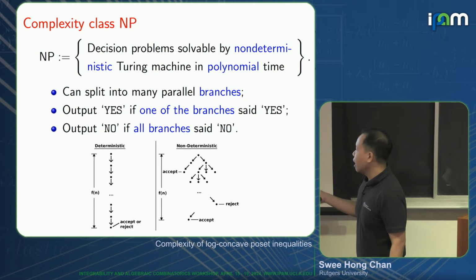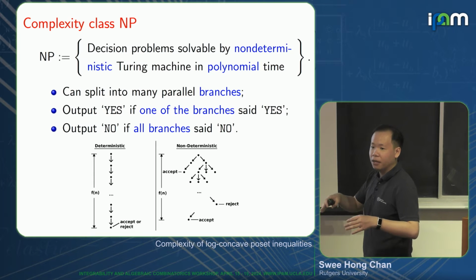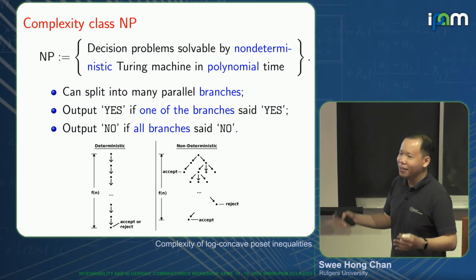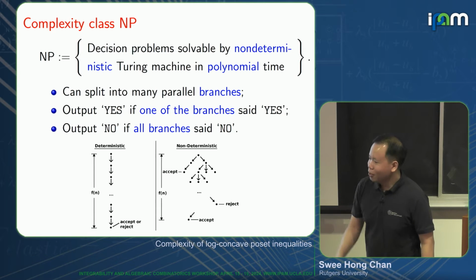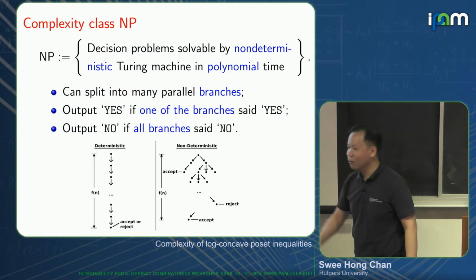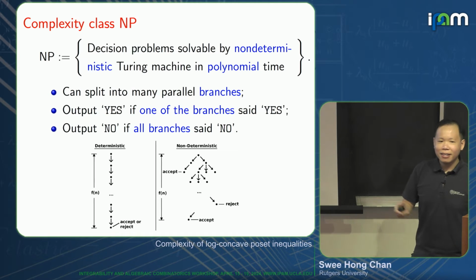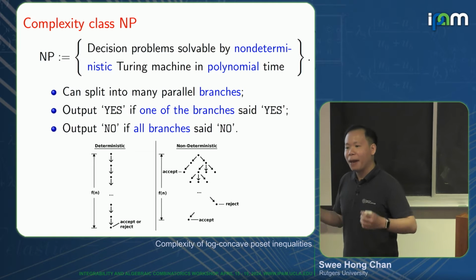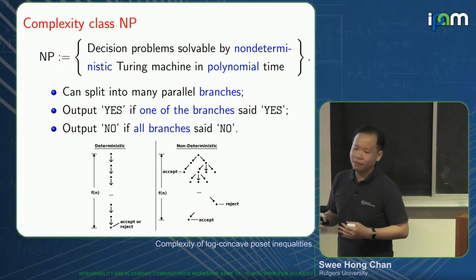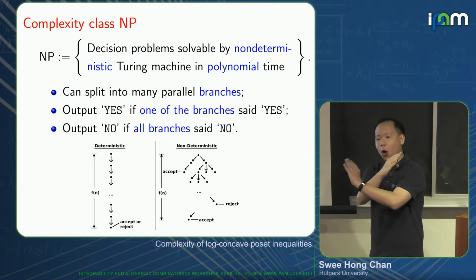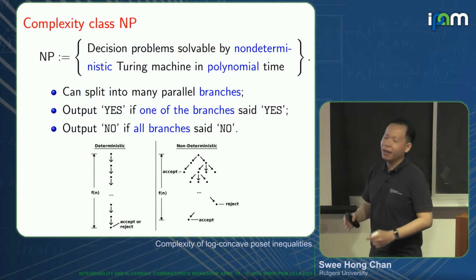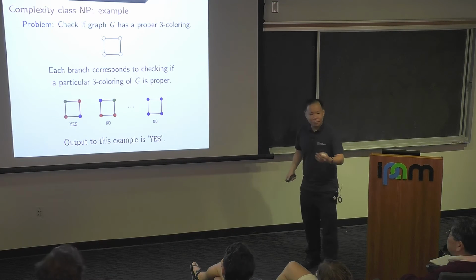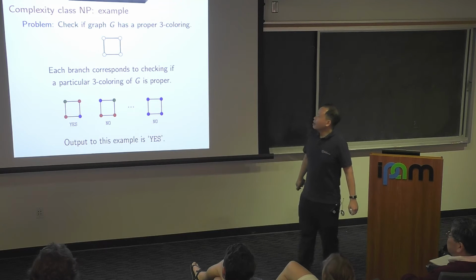At the end of the calculations, you wait until all of them are finished. Then the machine will be like a parent and go, hey Swee Hong, have you done your homework? Hey, Swee Hong's sister, have you done your homework? It will ask every single person whether the answer is yes or no. If at least one of them says yes, then the machine will say the answer is yes. Only if all of them say no will the machine say the answer is no.